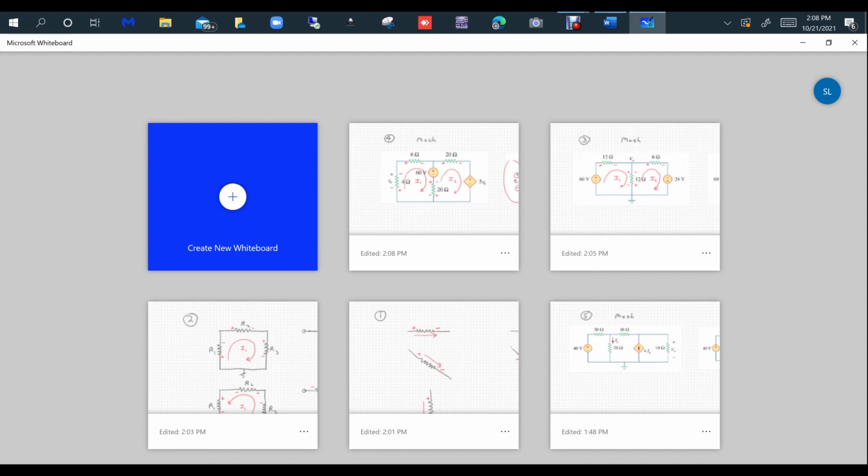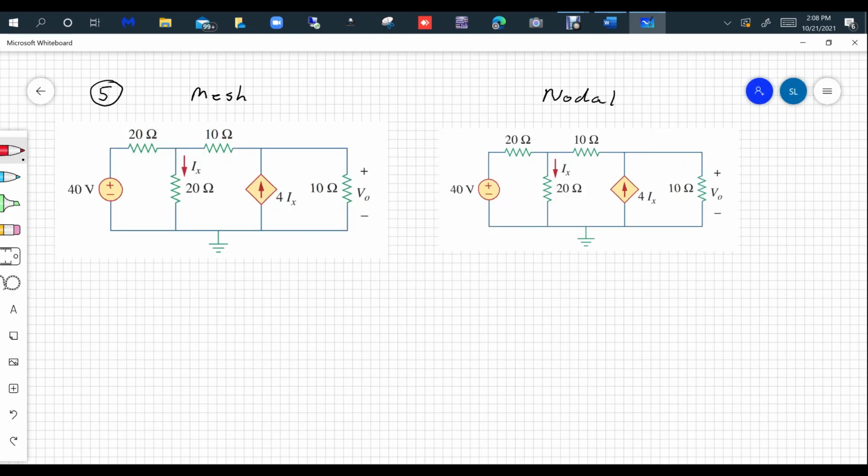And finally, let's take a look at another circuit here. That's a current-controlled current source now. It has a dependent voltage source of 40 volts, and it has a current-controlled current source. The current in that dependent source is 4 times Ix, where you can see Ix is defined.